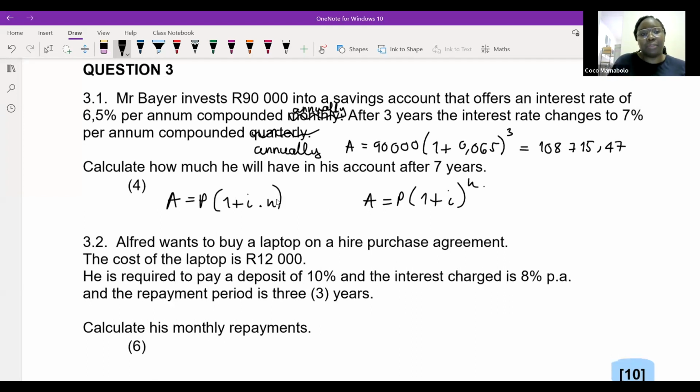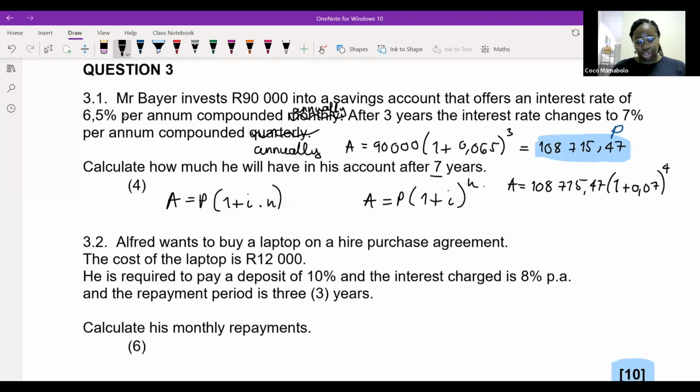Now, the question says, calculate how much he will have in his account after 7 years. We're only at 3 years, and this is how much he has in his account, but now the interest rate changes. So this goes from A to my new P for my new calculation. I'm going to take this amount and go A is equal to 108,715.47, open brackets, 1 plus my new interest rate, which is 7%, so 0.07. But we're at year 3, going to year 7. There are 4 years left, correct? So to the power of 4.